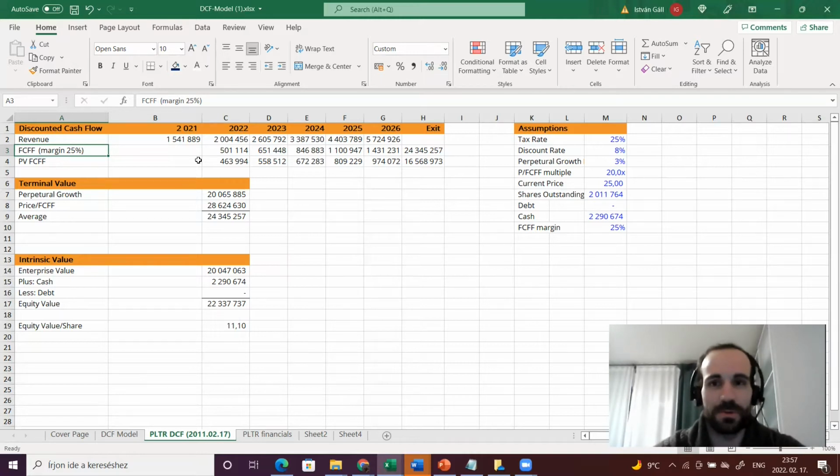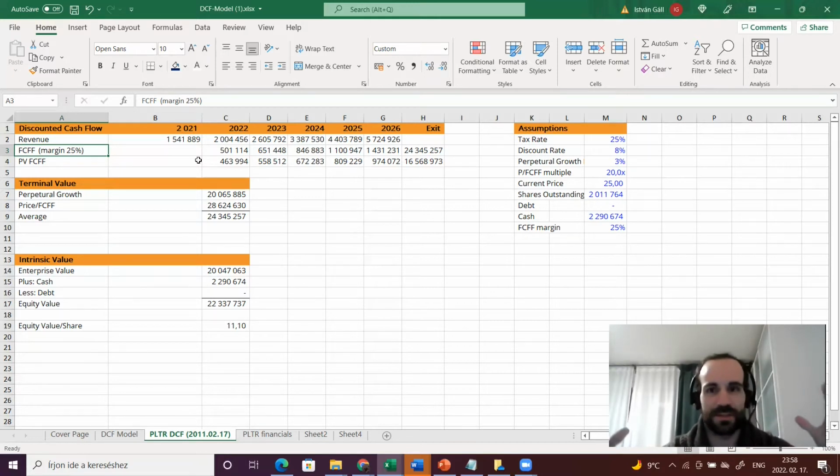For those of you who don't know, basically free cash flow is the amount of cash generated by the company that is basically physically available for the company and can be used for buying back stocks, paying out dividends, paying off debt, making acquisitions, or reinvesting in the company.